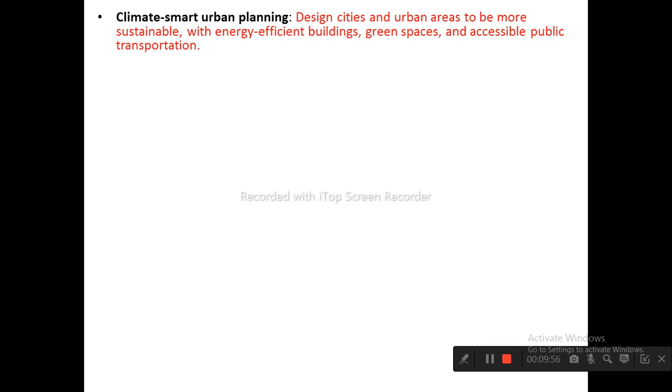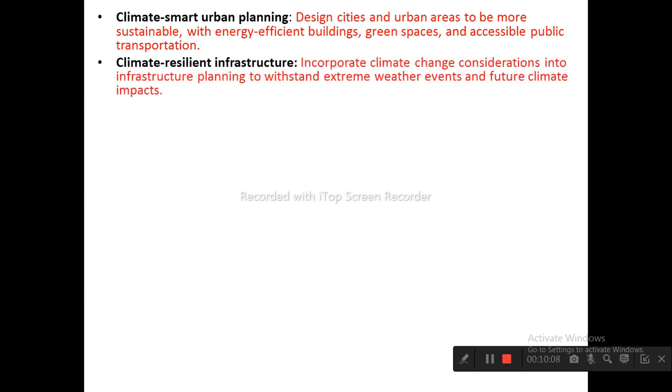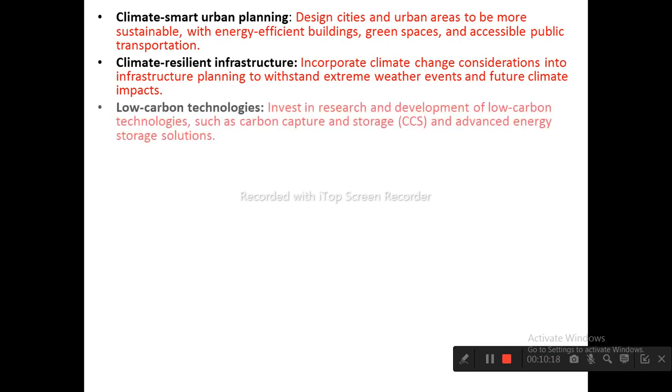Climate smart urban planning. Design city and urban areas to be more sustainable with energy efficient buildings, green spaces, and accessible public transportation. Climate resilient infrastructure. Incorporate climate change consideration into infrastructure planning to withstand extreme weather events and future climate impacts. Next one is low carbon technology. Invest in research and development of low carbon technologies such as carbon capture and storage and advanced energy storage solution.